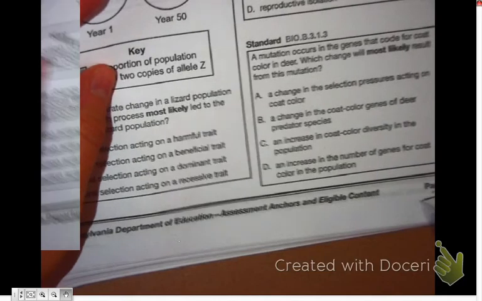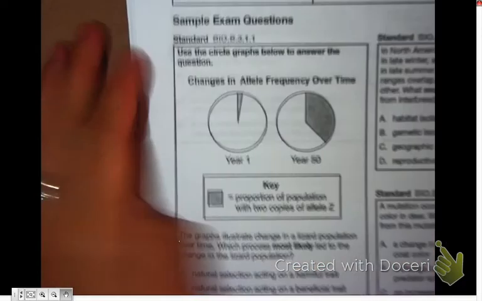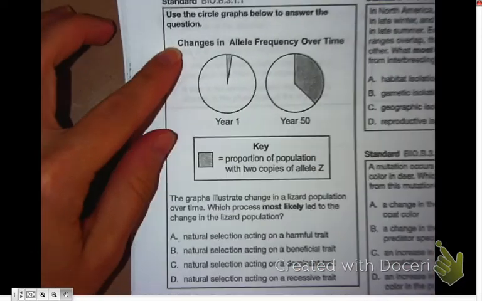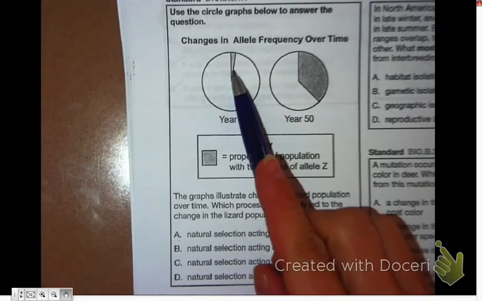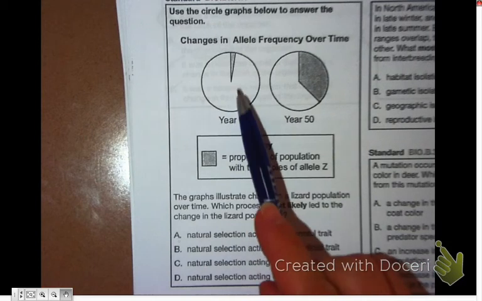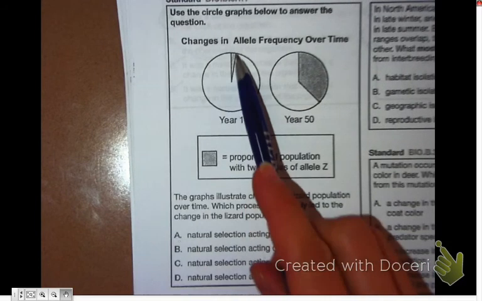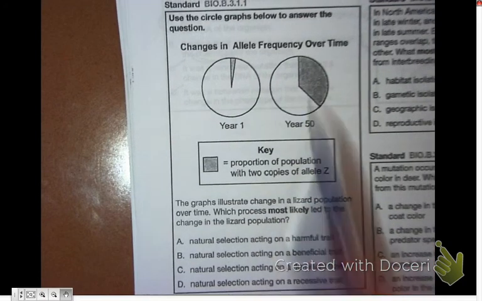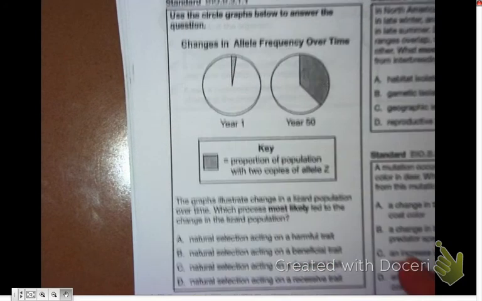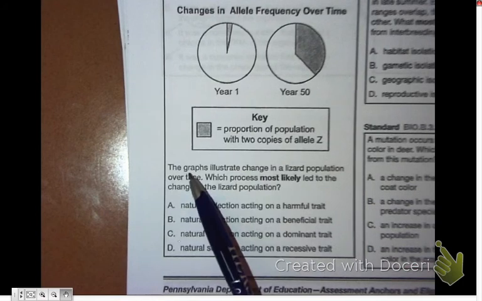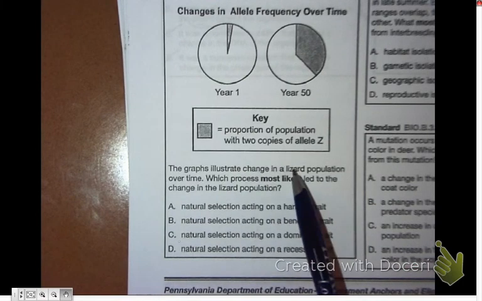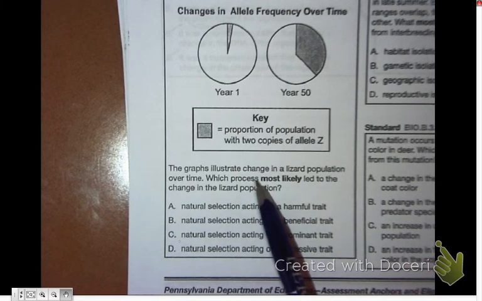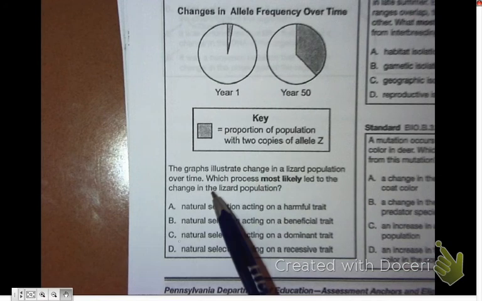There are 3 questions we're going to answer on page 38 in your packet. It says changes in allele frequency over time. We see in year 1 the proportion of 2 copies of allele Z is here, whereas it becomes greater in year 50. It says the graphs illustrate change in a lizard population over time. Which process most likely led to the change in lizard population?